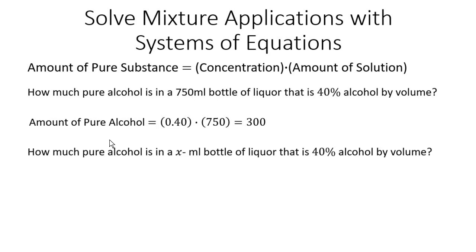Now let's say we want to know how much pure alcohol is in an X milliliter bottle of a 40% alcohol. Well, in that case, we're still multiplying to find the amount of pure alcohol. We're multiplying 0.4, 40%, by X in this case, the unknown amount in the bottle. And that's going to give us 0.4x, an expression that represents the amount of pure alcohol. All right, let's use that.